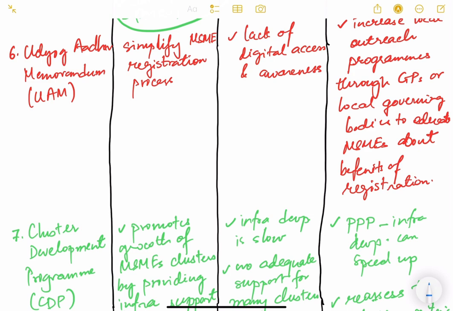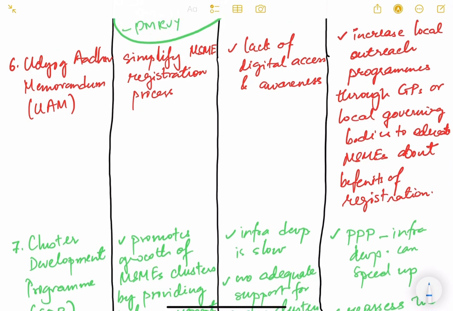But what are the shortcomings? Obviously, there are many MSMEs which are still unregistered due to lack of digital access and awareness. What are the proposed solutions? To increase the local outreach programs through Gram Panchayats or local governing bodies to educate MSMEs about the benefits of registration. So we can educate them as to what the benefits of registration can be.